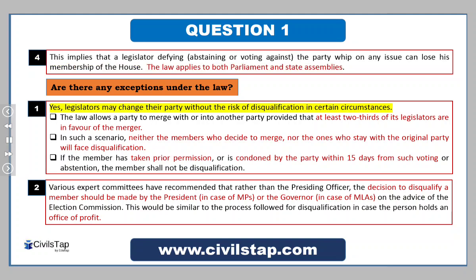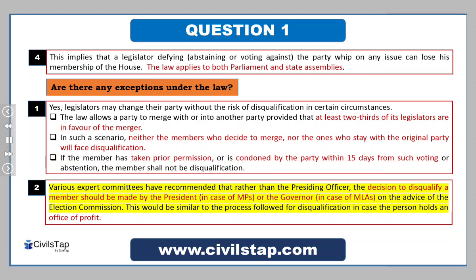Can legislators change their party without the risk of disqualification? Yes, in certain circumstances. The law allows a party to merge with or into another party provided that at least 2/3 of its legislators are in favor of the merger. In such a scenario, neither the members who decide to merge, nor the ones who stay with the original party will face disqualification. If the member has taken prior permission, or is condoned by the party within 15 days from such voting or abstention, the member shall not be disqualified.